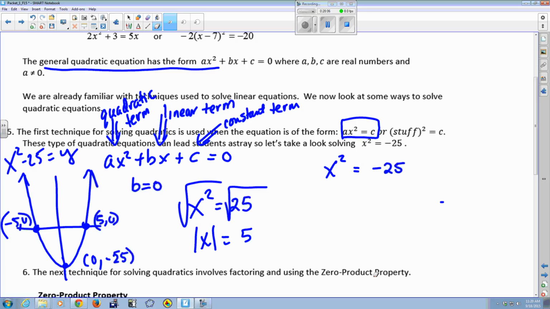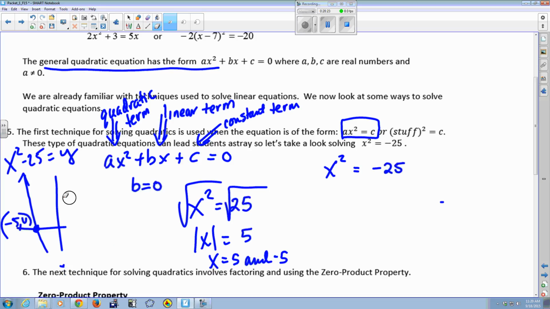And that has 2 answers for x. +5 can go in between the absolute value and -5. Okay, so if you have a tendency not to remember these kinds of things, that's okay, because anytime you see an equation like this, set it equal to 0 and factor it. That way you'll always get your two answers and you'll never have to worry about remembering the plus and minus.